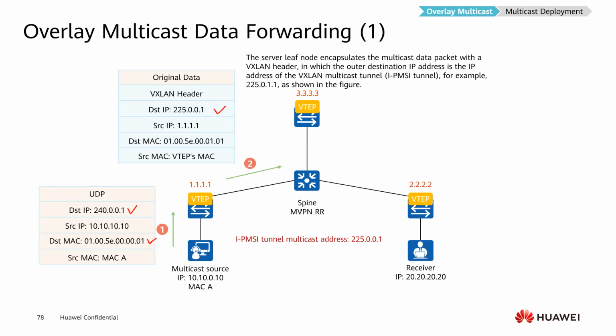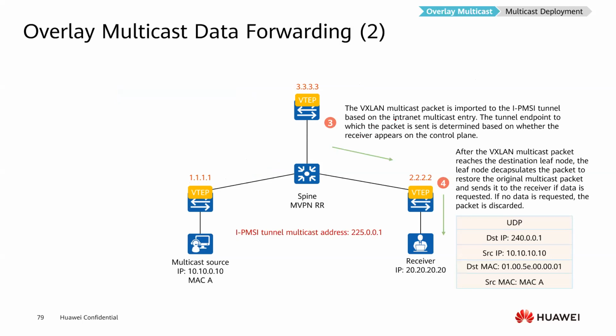This packet will be sent to the span and the server leaf, and then the multicast packet is imported to the MPU tunnels based on the intra-multicast entries. The tunnel endpoint to which the packet is sent is determined based on whether the receiver appears on the control plane. The packet will now only be sent to this wait type. After this wait type receives the packet, it will reach the destination leaf node. The leaf node decapsulates the packet to the original multicast packet and sends it to the receiver if the data is requested.